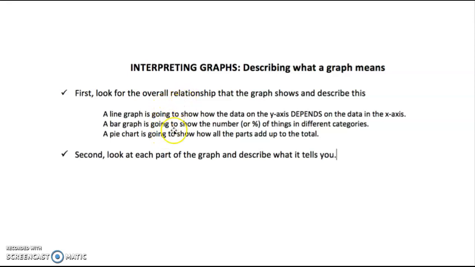Once you've decided on that, you then want to look more closely at the individual parts of the graph and explain. So here, if it was a line graph, you would look at, is it increasing? Is it decreasing? Is it first increasing and then decreasing, or is it staying the same? So you look at each part and describe. If it's a bar graph, you're going to have to talk about each bar. This bar shows you this, this bar shows you that. And if it's a pie chart, you're going to have to talk about each piece. Okay, so first, what's the overall big picture that the graph is showing you, and then get into the individual parts of the graph. Let's look at a couple examples.